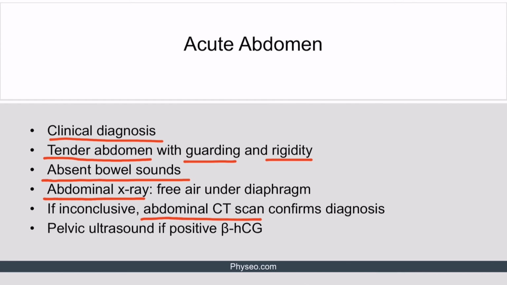Lastly, for female patients, pelvic ultrasound is a diagnostic tool commonly used when serum levels are positive for beta-HCG. This is to prevent exposure to radiation that is toxic to the embryo.